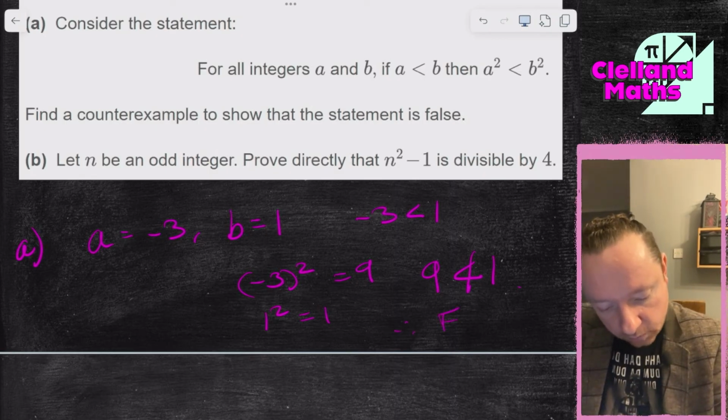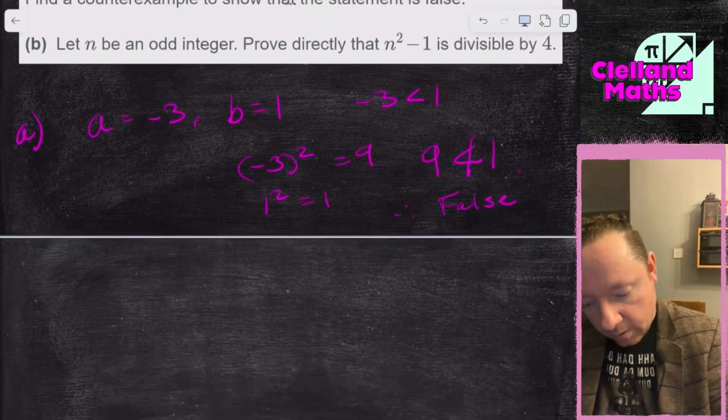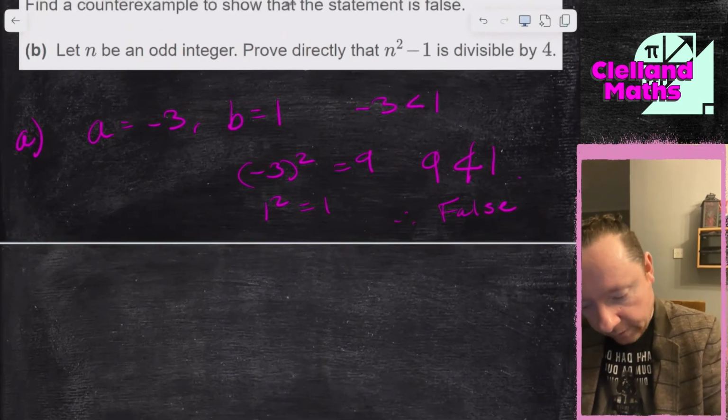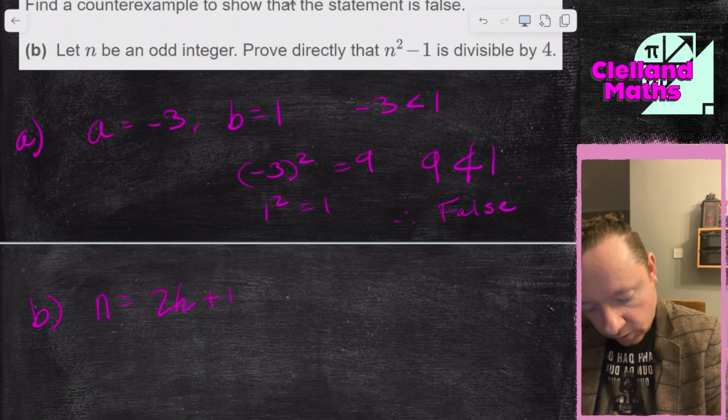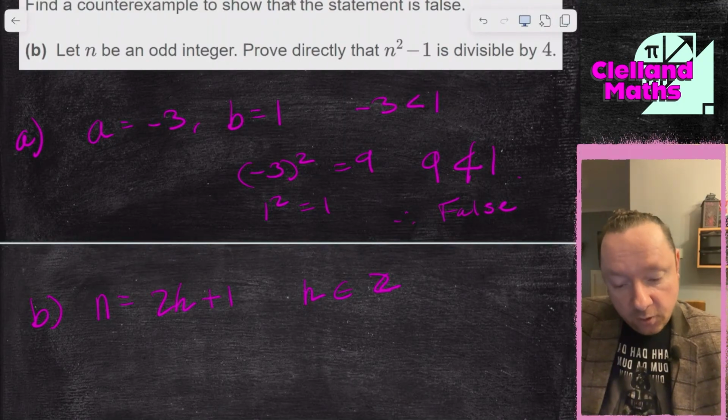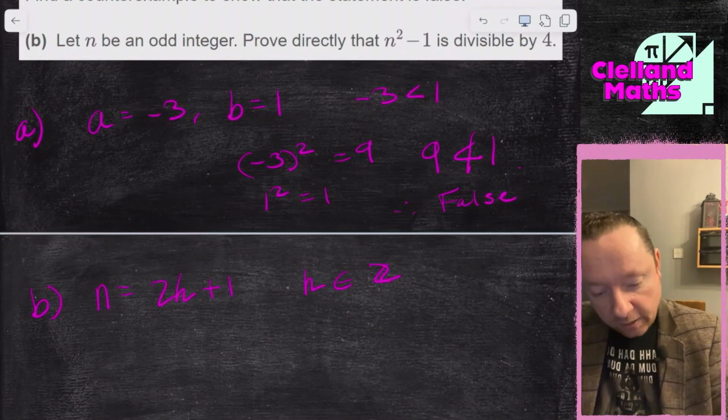Therefore, false. Okay, part B. Let n be an odd integer. Remember, that's how you write an odd. Prove directly that n squared minus 1 is divisible by 4.